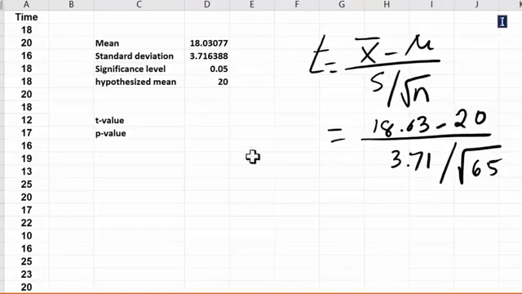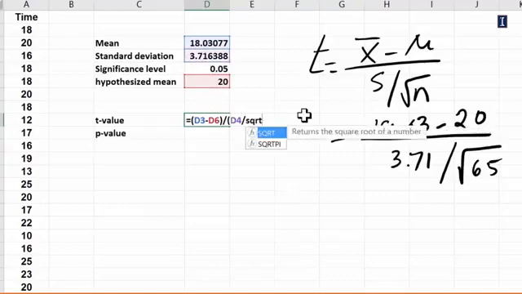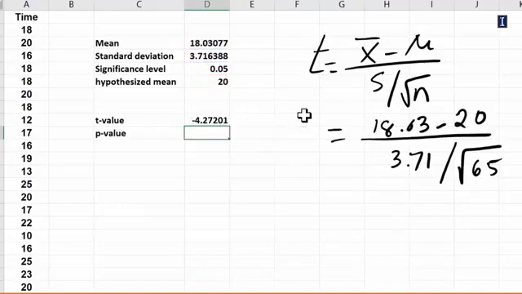So now I'm going to just let Excel calculate this for me. This would be 18.03 minus 20 divided by standard deviation divided by the square root of the sample size, which was in this case 65. And my t-value turns out to be negative 4.27. So already I know I'm more than 3 standard deviations away, so this is going to be a rejection, because the p-value is going to be very small, but we can calculate this.